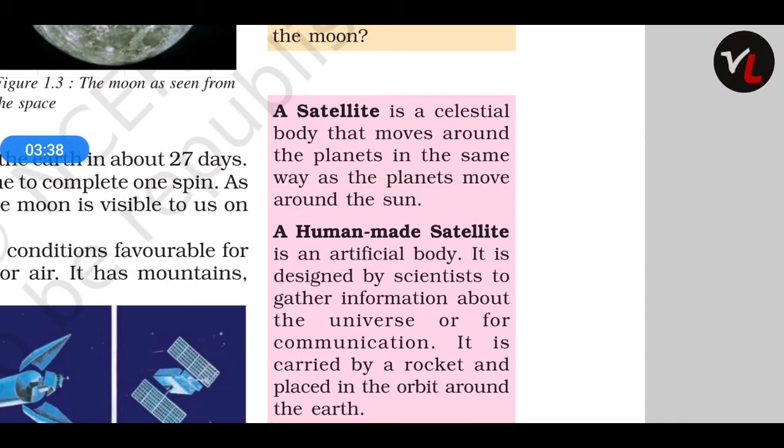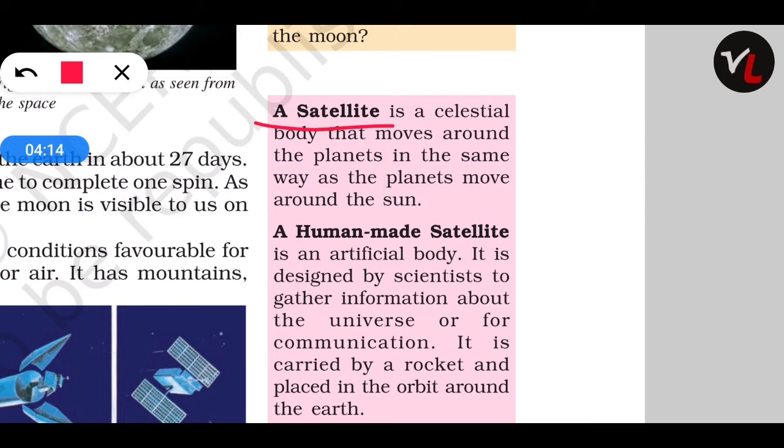So now we will look at satellites. A satellite is a celestial body that moves around the planets in the same way as planets move around the sun. How is it different from a human-made satellite? A human-made satellite is an artificial body. It is designed by scientists to gather information about the universe or for communication purposes. It is carried by rocket and placed in orbit around the Earth.